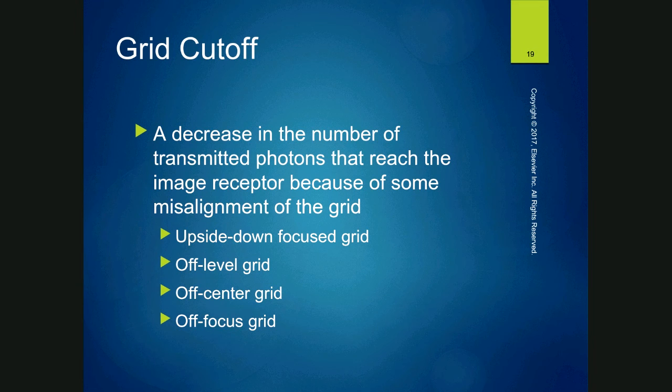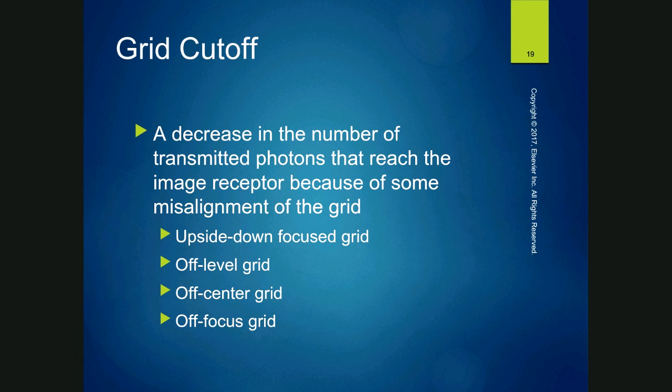With grids, things can go wrong. Remember, I told you if you have your angles off, you can have cutoff. There are 4 different types of grid cutoff, and they're basically named for the reason the cutoff happened. First, upside down focused grid cutoff. This one is the easiest to spot because only the center of your image receptor will have exposure.